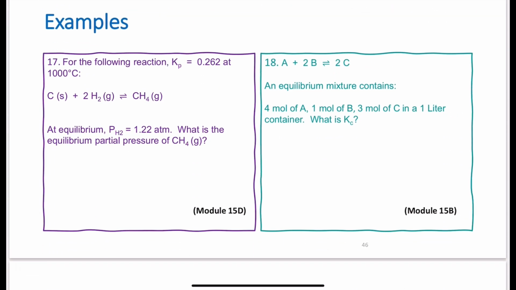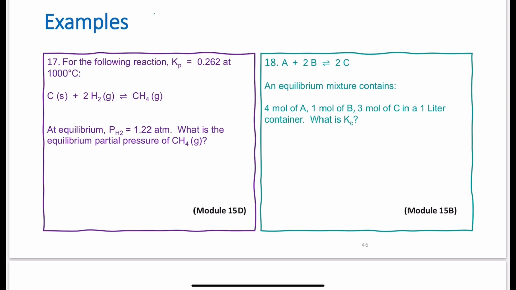17. Let's see. For the following reaction, Kp is equal to 0.262 at 1,000 degrees Celsius. Carbon, solid, plus hydrogen gas, in equilibrium with CH4, which is known as methane gas. At equilibrium, the partial pressure of H2 is 1.22 atmospheres. What is the equilibrium partial pressure of CH4? Okay.